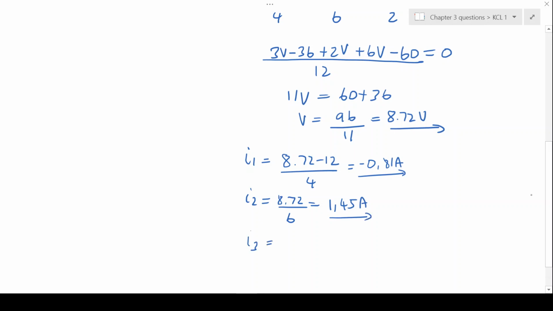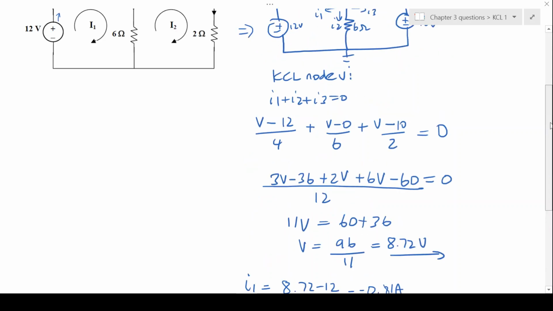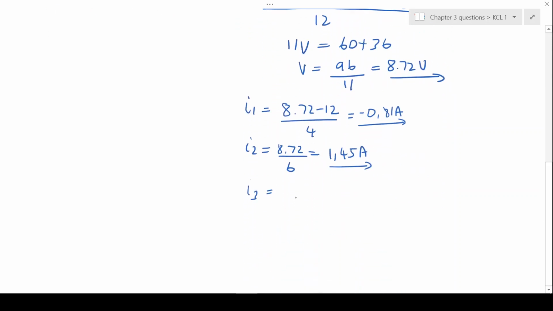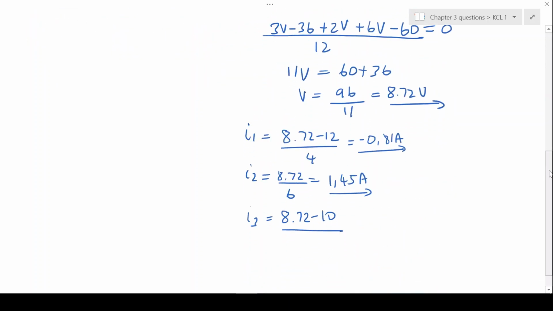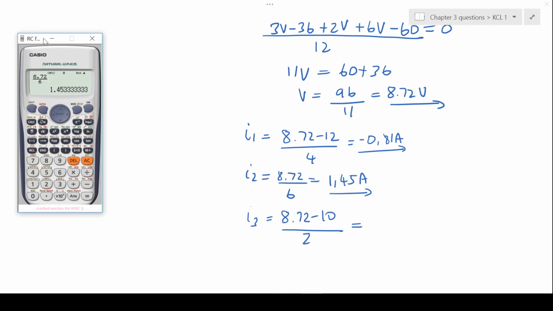And I3 is V minus 10 over 2. So that's 8.72 minus 10, divided by the resistance value of 2 ohms, and it gives us a value of negative 0.64 amps.